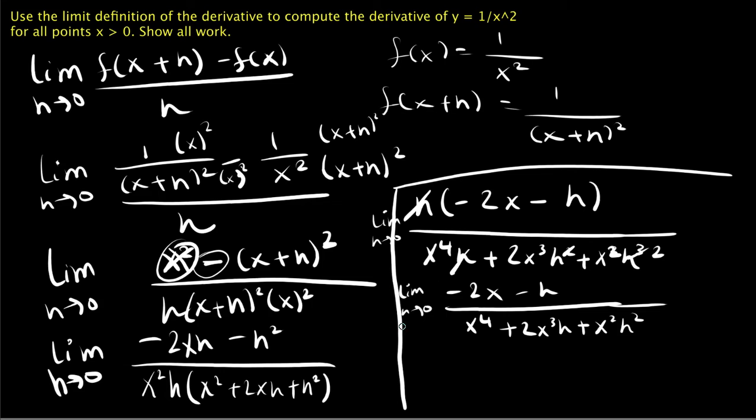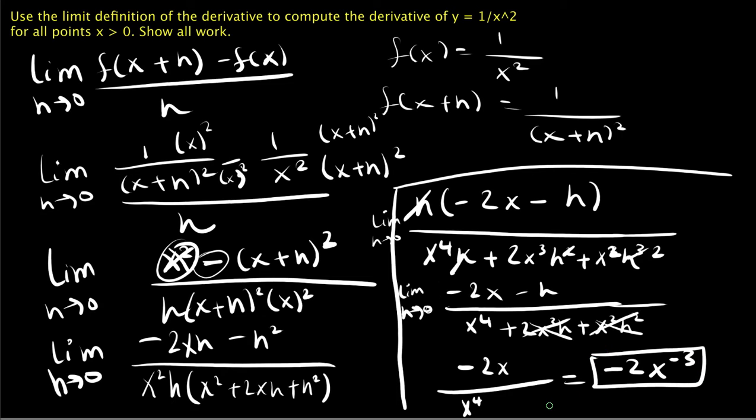Now we can begin plugging in h equals 0, because we know the limit is as h approaches 0, right? So on the top we just get negative 2x minus 0, which is just negative 2x. And then we can go to the bottom, x to the power of 4 plus 0 plus 0, because if you plug in 0 for h here, it will become 0, and this will also become 0. So our total derivative is going to be negative 2x to the power of negative 3. Okay? This is going to be our answer.